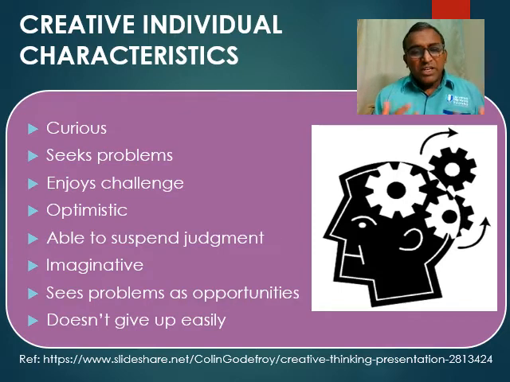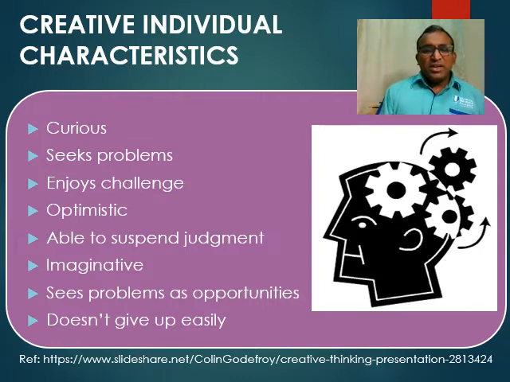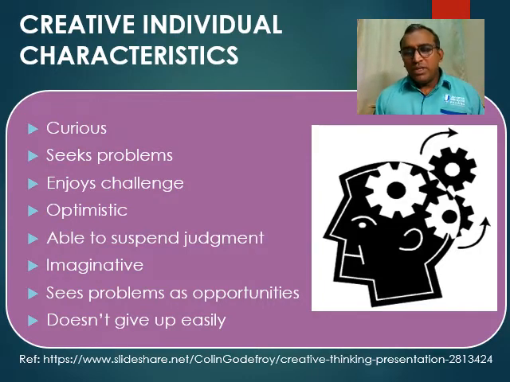And then imaginative, sometimes overly imaginative, but must stick to reality. And then seeing problems as opportunities. Usually, all these entrepreneurs have the ability. You see it as a problem, but they see it as an opportunity. So that's how they come up with innovation. And then, of course, the last trait is never to give up easily. Again, going back to the Thomas Edison story, where the guy kept at it and finally discovered the light bulb. Okay?